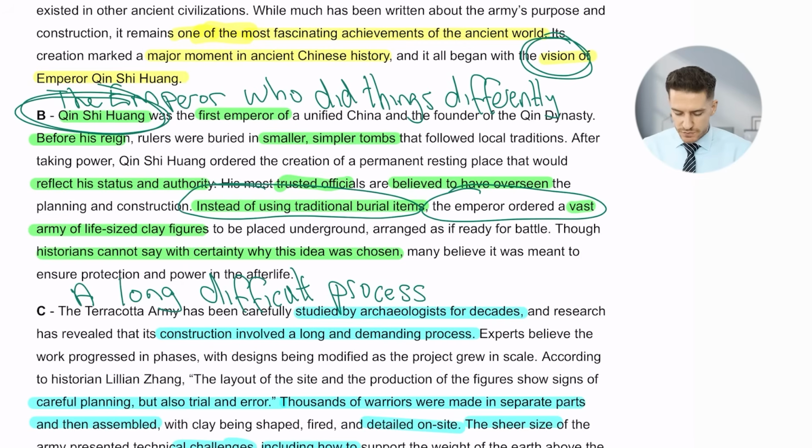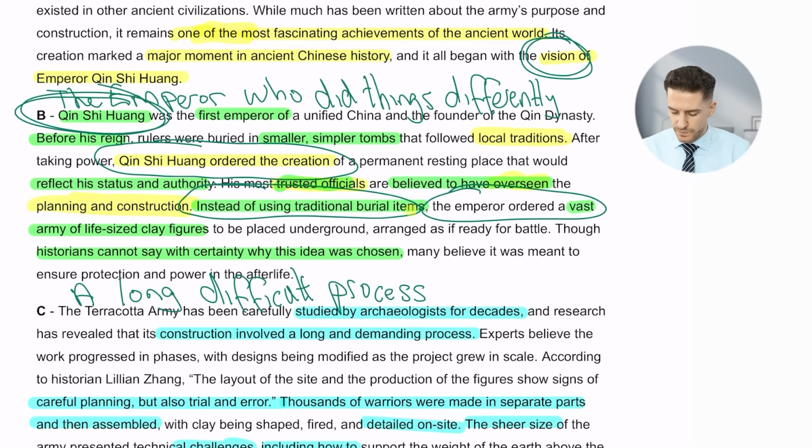So it says that he was the first emperor, okay? Before his reign, rulers were buried in smaller, simpler tombs that followed local traditions. So this could be important. After taking power, Qin Shi Huang ordered the creation, that could be important as well, because it was actually him who ordered the creation of a permanent resting place that would reflect his status and authority. His most trusted officials, that could be important. His officials are believed to have overseen the planning and construction. That just means they managed the planning and construction.